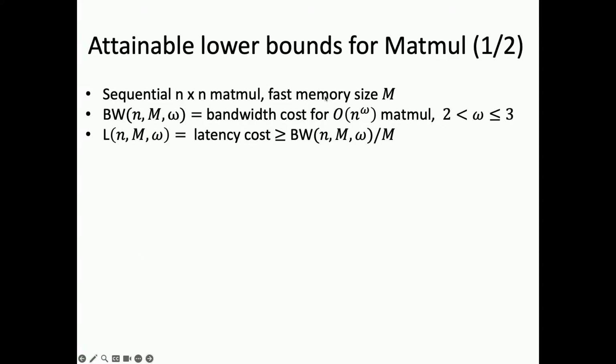Your fast memory is of size capital M. And I'm going to measure both the bandwidth and the latency. And the bandwidth is going to depend on the problem size, your fast memory size, and which flavor of matrix multiply you're doing. So n to the omega. And you can pick your favorite omega. So it's between 2 and 3.